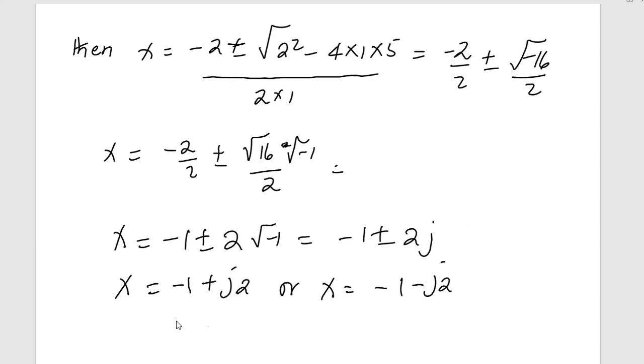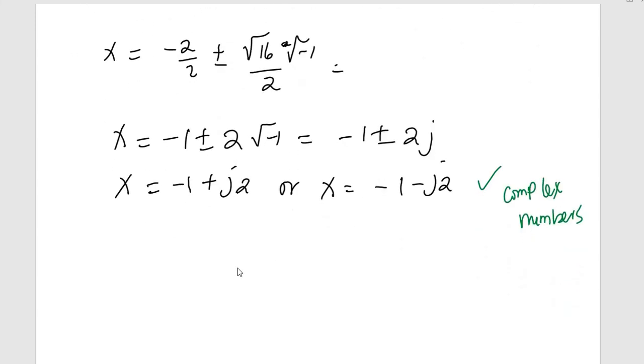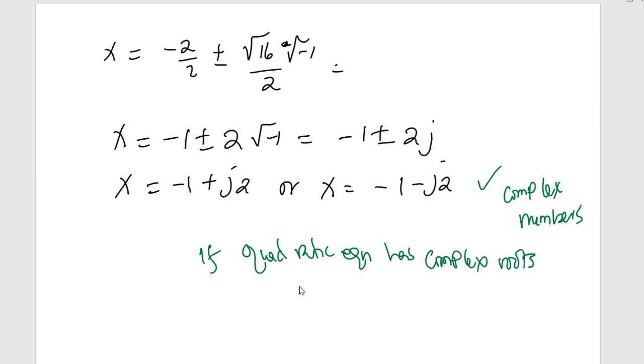And those two numbers are complex numbers. So they always come from quadratic equations that have what we call complex roots. So if a quadratic equation has complex roots, it always results in complex numbers.